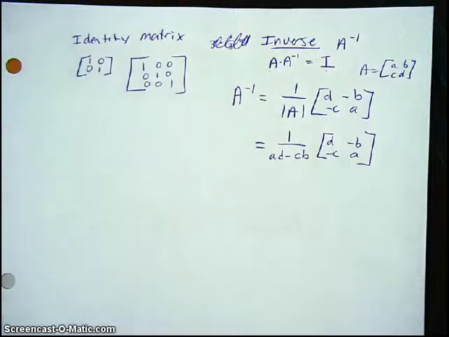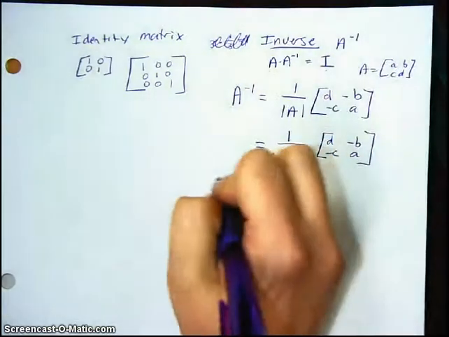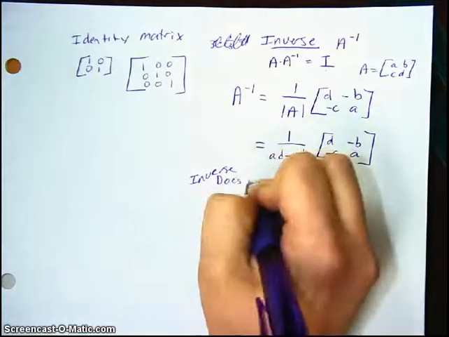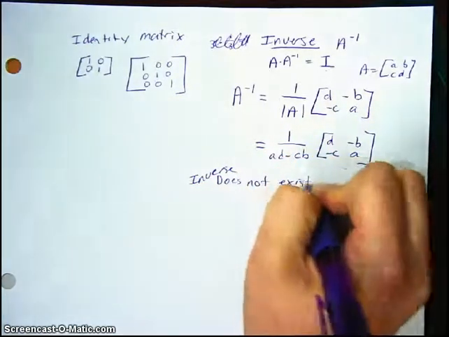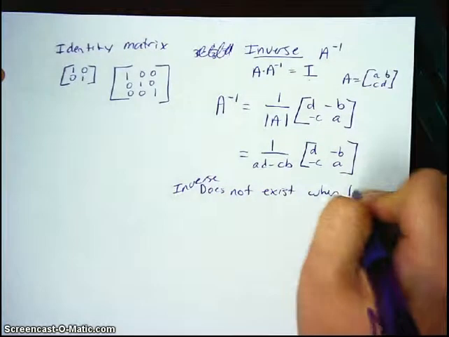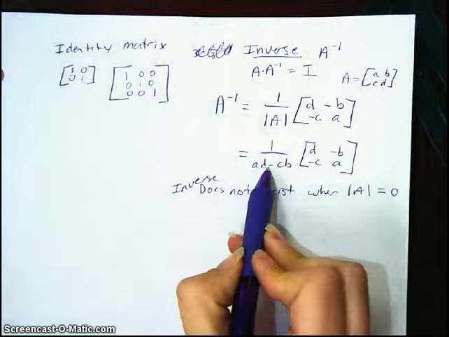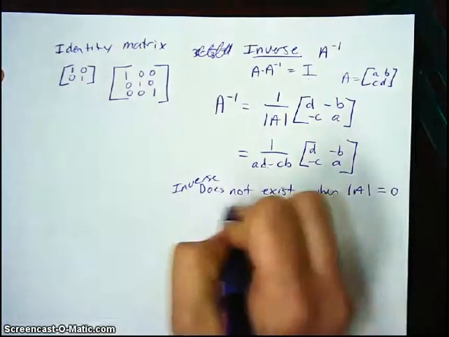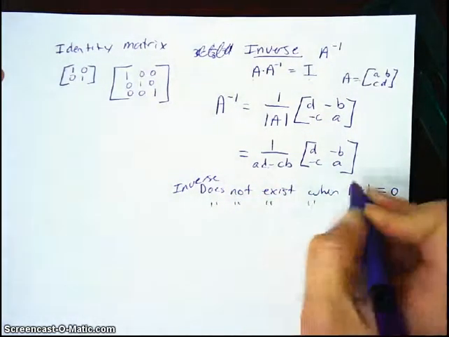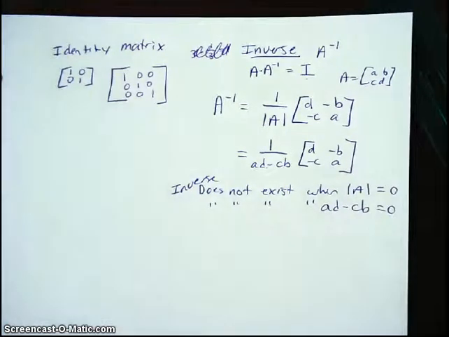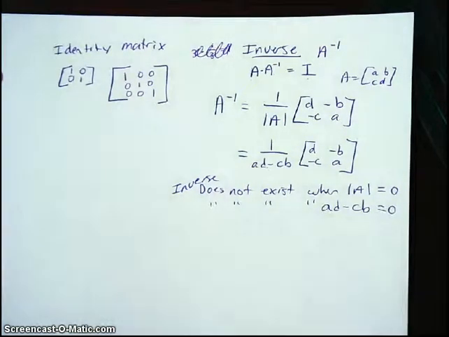However, we need to look at when an inverse does not exist. The inverse does not exist when the determinant of A equals 0, because that would give us 1 divided by 0, which is not defined. Another way we could say this is it does not exist when AD minus CB equals 0, because that would make us 1 over 0. If that situation occurred, then our inverse matrix would not exist. So that's just your background on inverse matrices.